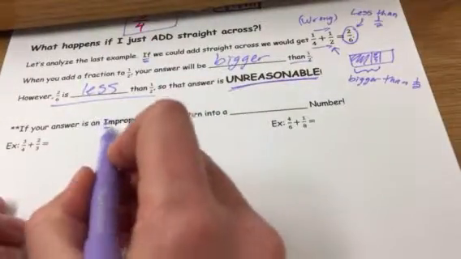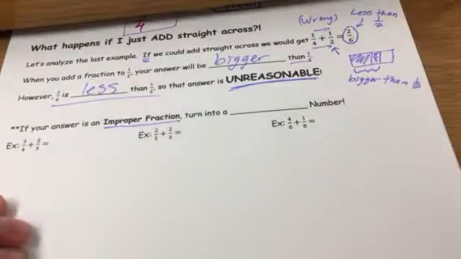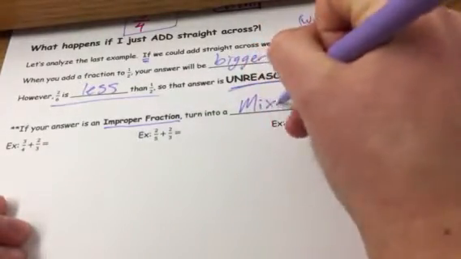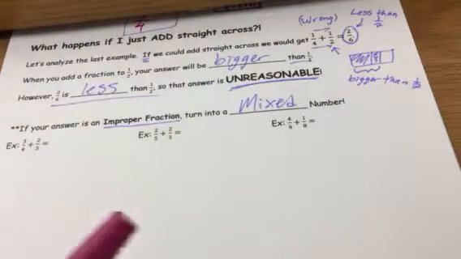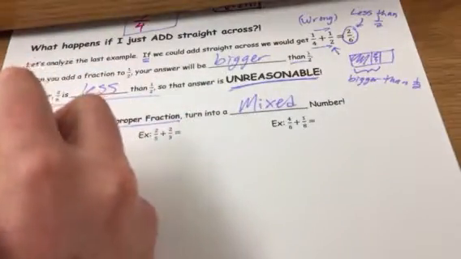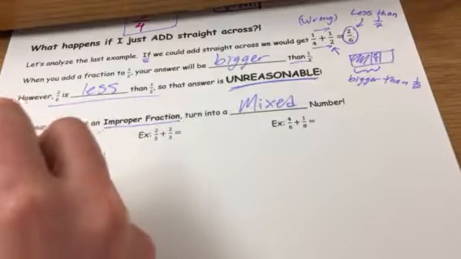If your answer does happen to be an improper fraction, have no fear. Mixed numbers are here. You just turn it into a mixed number and we're good to go. This is a skill you already have. So let's go ahead and set up our fraction flags.